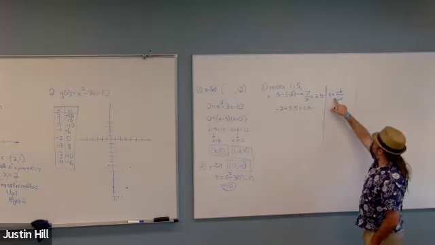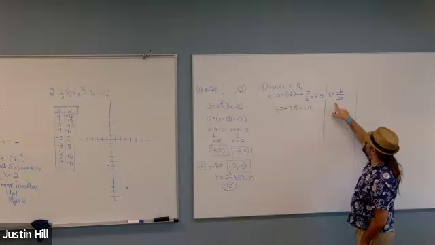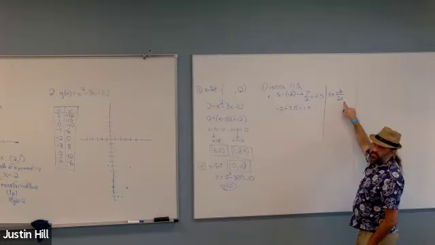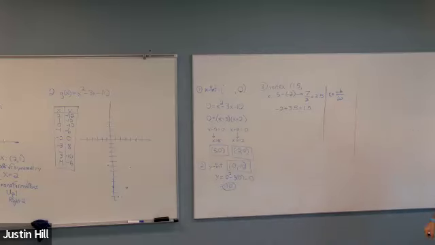So, just as a short method or short explanation, -b/2a gives you the x value of the vertex. It works just as well.